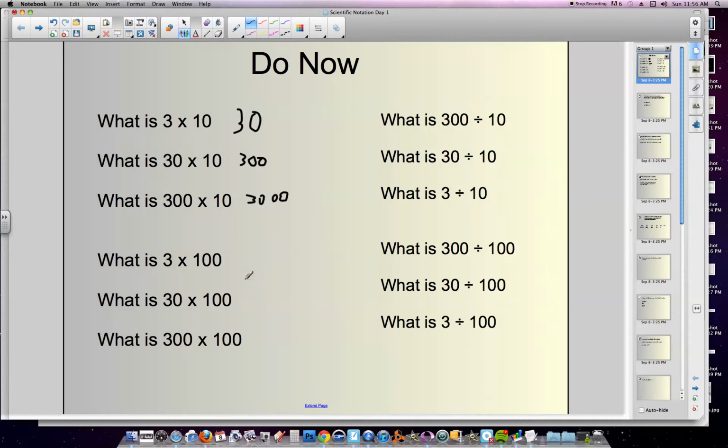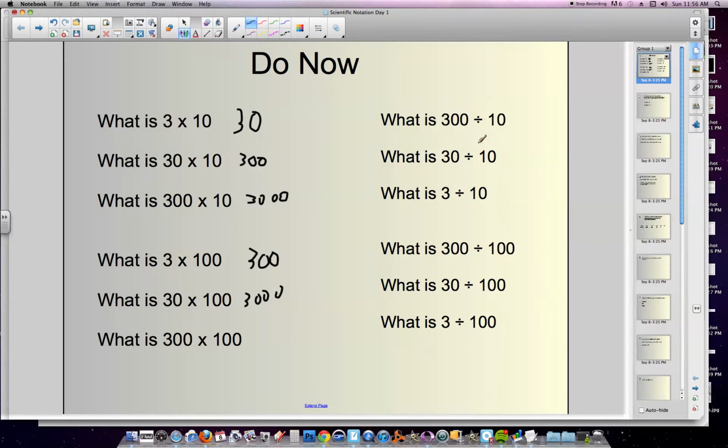By 100, well, that's 2 place values, right? So we're going to shift this 3 from the ones place to the hundreds place, right? We shifted it over 2 places. This 30 is going to get shifted over 2 places, so it becomes 3,000. And this would become 30,000.